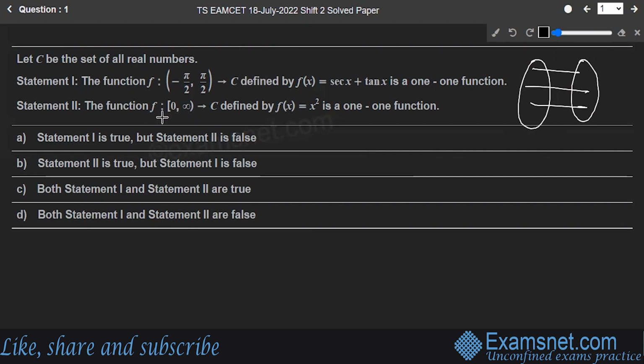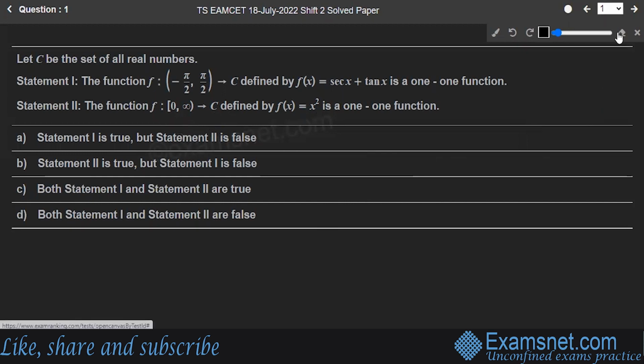Next one, the function f from 0 to infinity to C, which is the set of all real numbers, is defined by f(x) equal to x square. This is also a one-to-one function. So you have to tell whether statement 1 is true. What about statements 1 and 2? Which one is true?